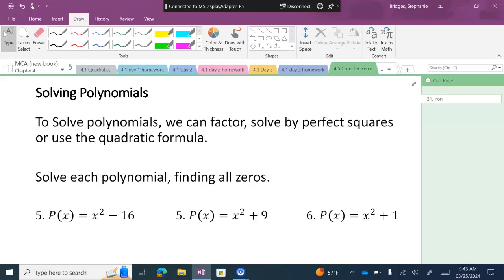The only polynomials we know how to solve right now at this point are quadratics. A quadratic is an x to the what power? X what is a quadratic? Squared. Yeah, x squared is a quadratic.